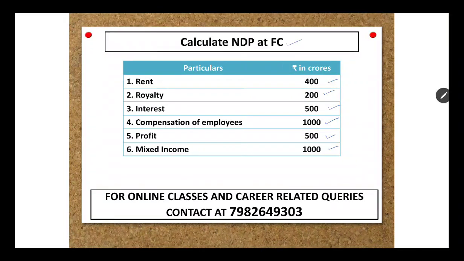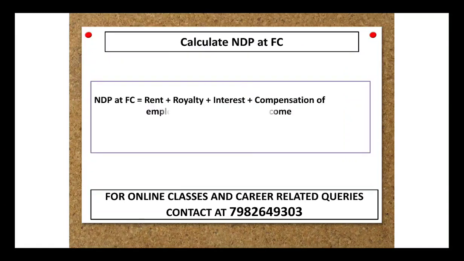We have just studied the various components of the income method: rent, royalty, interest, yes, they have to be added. They are part of what we call operating surplus, and of course the profit is also there. Then the broader next category is COE and the mixed income. We will add all these values, and whenever we add them, we directly get the domestic income, which is the NDP at FC.